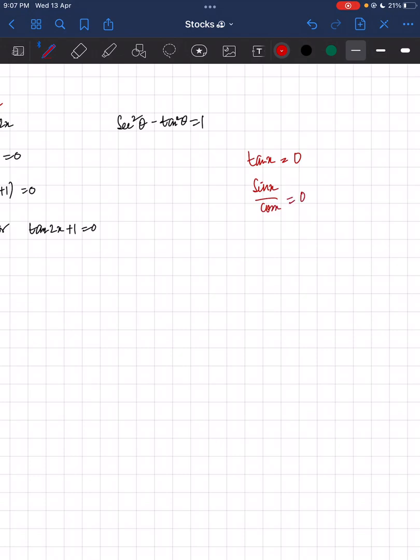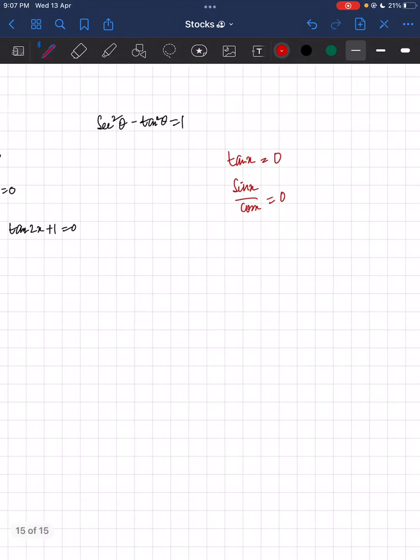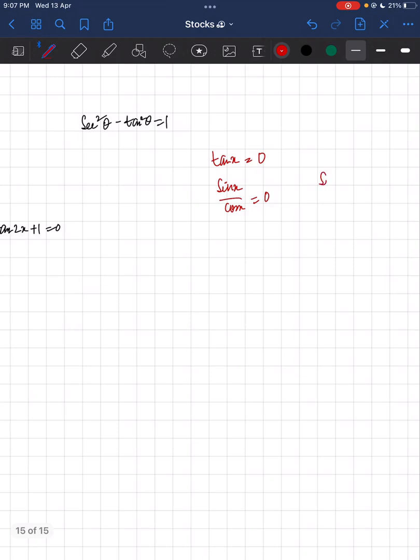So tan x becomes 0 when sin x becomes 0, because cos x cannot be 0, because if cos x becomes 0 the entire thing becomes undefined. So tan x only becomes 0 when sin x is 0. So all I need to find is when does sin x become 0. So sin x becomes 0 when x is equal to 0, when x is equal to 180 degree, when x is equal to 360 degree, when x is equal to 360 plus 180, that gives us 540 degree.